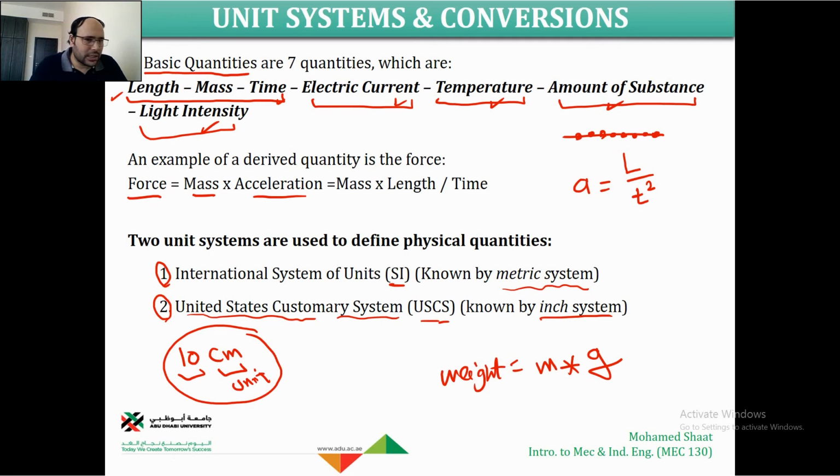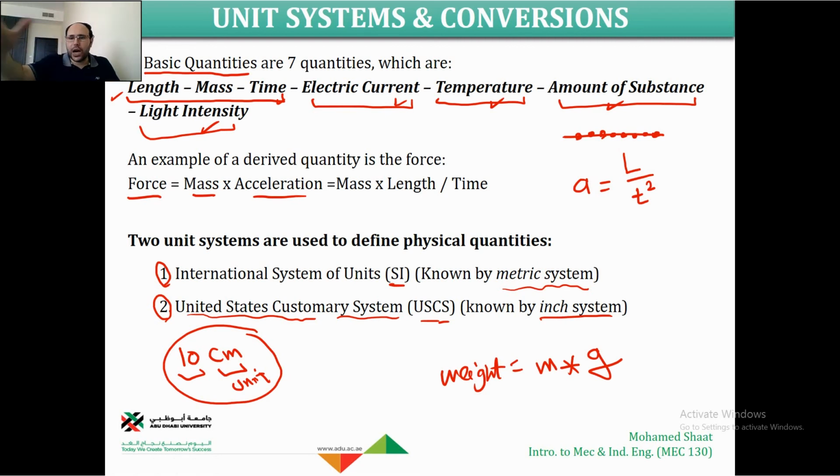But how about the American system? The mass in the American system is measured in a slug or in pound. For example, if you are in the United States and you decided to go to Walmart, which is like Carrefour here in the UAE, and buy some vegetables, you're going to buy 2 pounds of tomato, not 2 kilograms. There is no kilogram there. The unit system entirely is in pounds for weights. So the mass is described in the American system in slug or pound, not grams or kilograms. Grams, kilograms, this is the SI system.